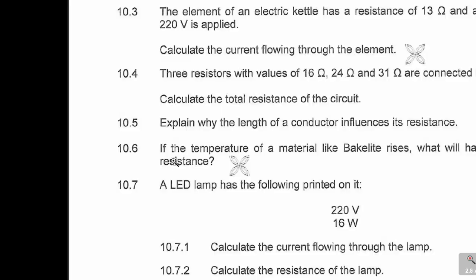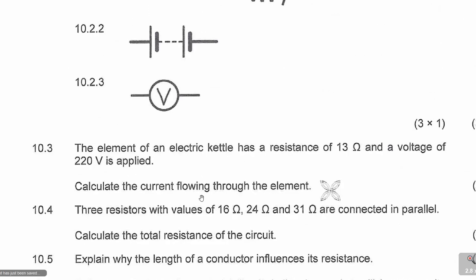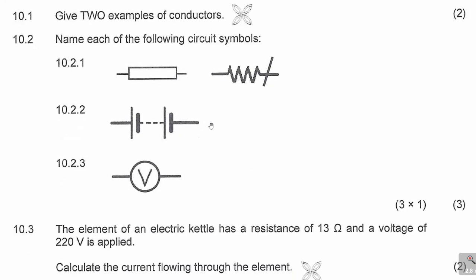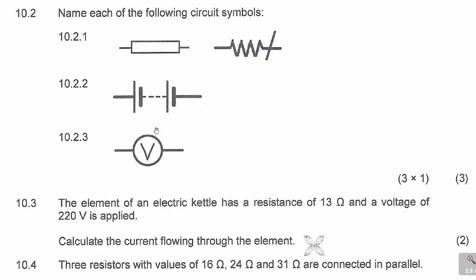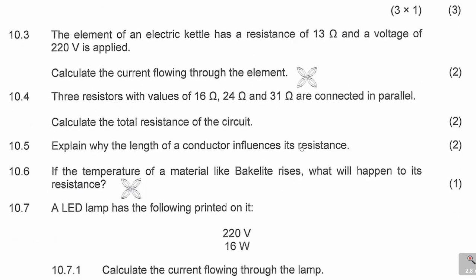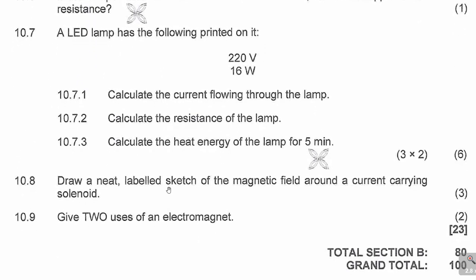Question 10 looks to be electricity here, the way I see it. Let me just check. It was on electricity. You need to identify, say give 2 examples of conductors, and then name each of the following symbols. This was mainly all on electricity here, so you need to do well on your electricity. And then it says draw a neat labelled sketch of a magnetic field of a current carrying solenoid. I just want to emphasize that this question was mainly suitable for N2 students. It was not for N1.